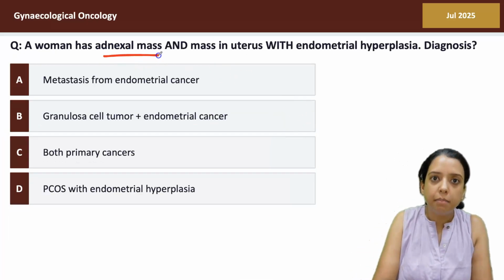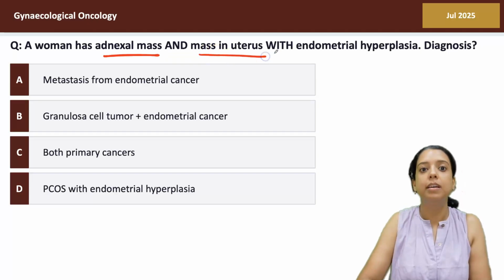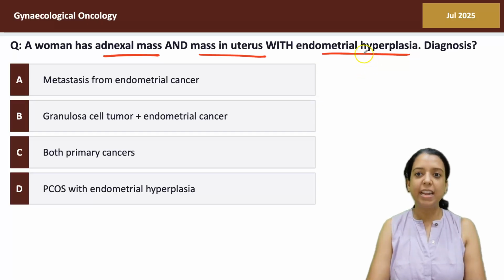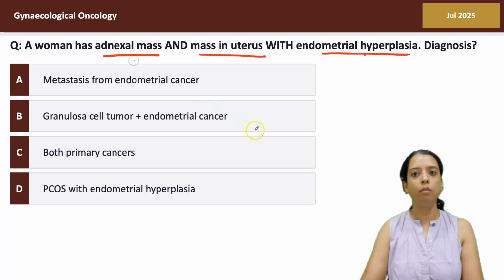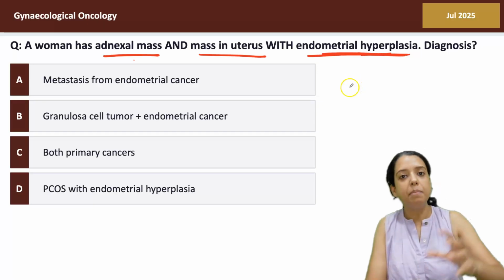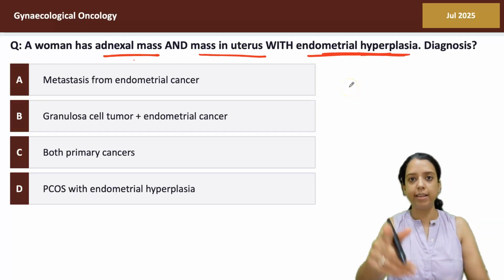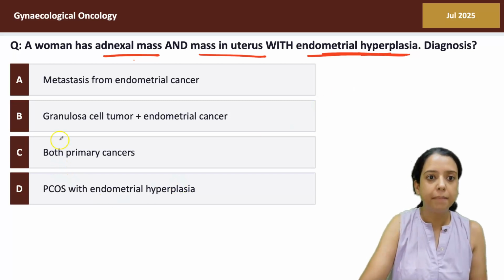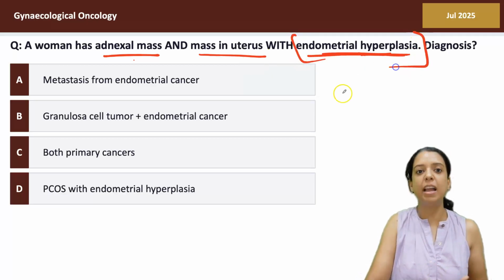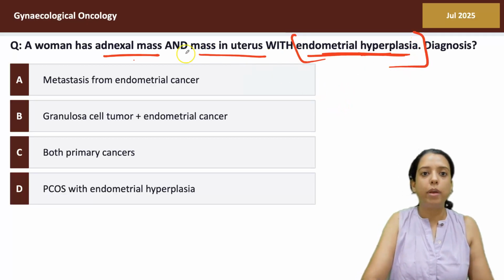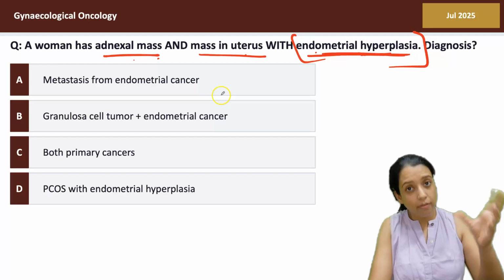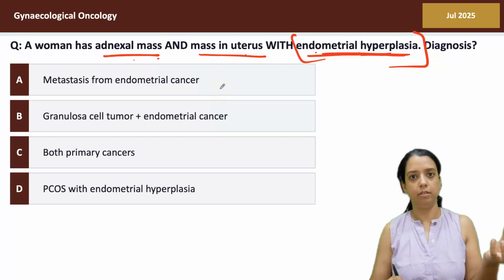A woman has an adnexal mass and a mass in the uterus with endometrial hemorrhage. It's a difficult question. Can it be endometrial cancer that has gone to the ovary? Yes, but they have given that it is hyperplasia. It is not cancer. Hyperplasia is just thick endometrium, not cancer. It can be metastasis from endometrial cancer, but they have clearly given that it is hyperplasia. So where is this adnexal mass coming from? It is some ovarian tumor.